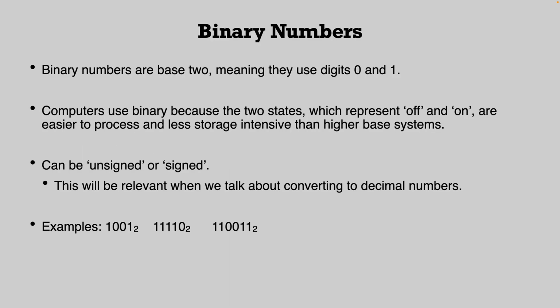So now we have binary numbers, which are base 2, meaning they use digits 0 and 1. And computers use binary because the two states, which represent off and on, basically, are easier to process and less storage intensive than if a higher number base was used. So that's a fun fact about binary. And binary can also be unsigned or signed, which we'll talk about in a second, but that'll be irrelevant when we're converting to decimals. So we see the examples. It only uses the ones and zeros, and the 2 to the side indicates that it's binary.